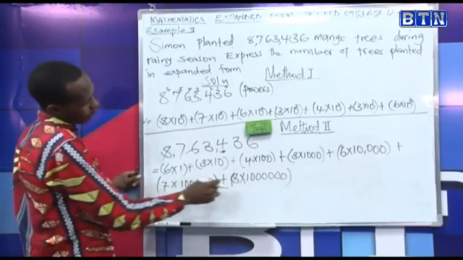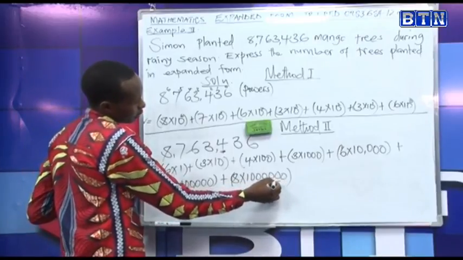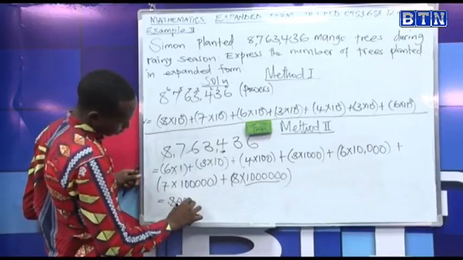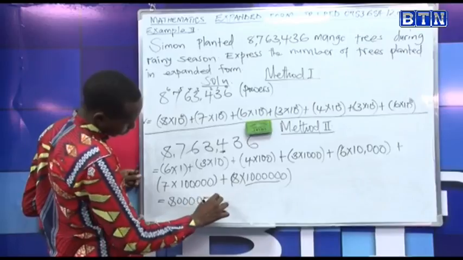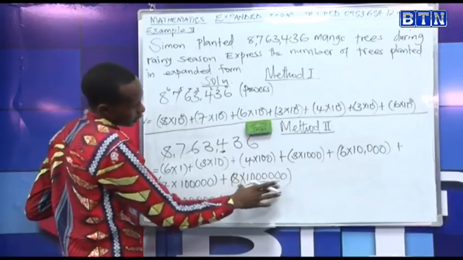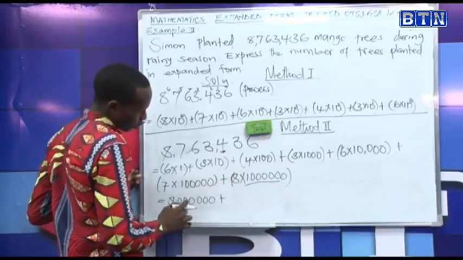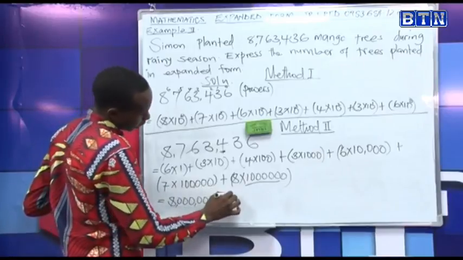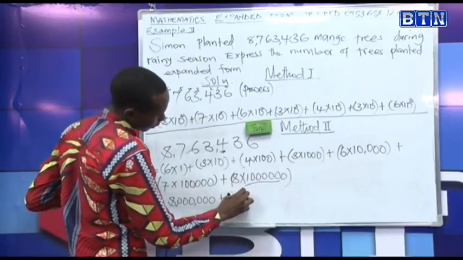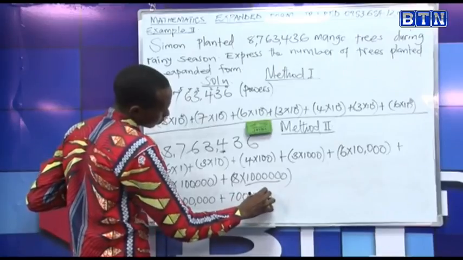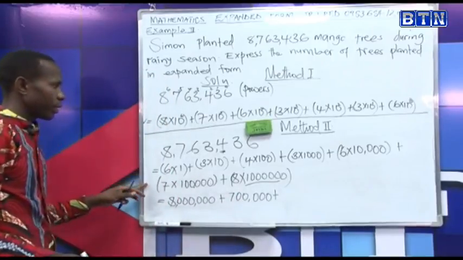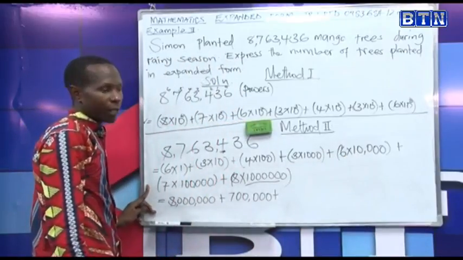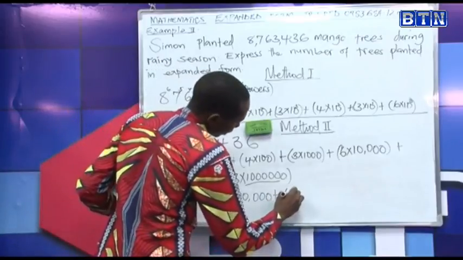I will say, begin with the big one if I want, the biggest number. So I'll begin with 8 times 1 million, which will give us 8 millions. Plus, so we have opened just the brackets. Then I'll add this. 7 times 100,000, it will give us 700,000. Plus, we'll come to the next one. The next one we have 6 times 10,000, which will give us 60,000.